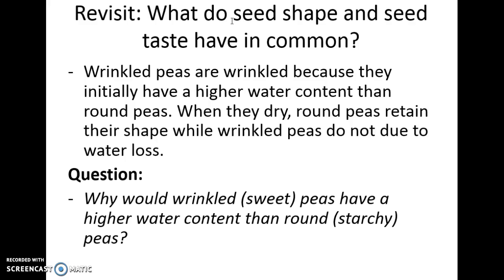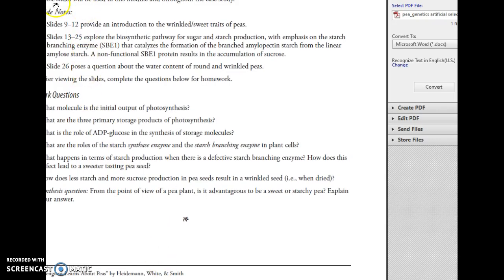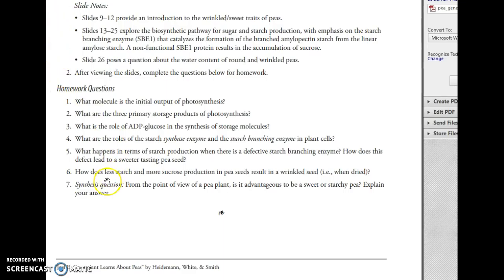So here's your question. Why would wrinkled peas have a higher water content than round or starchy peas? What made them absorb more water? And I'll give you a hint. It has something to do with osmosis. So think back to what we learned about osmosis, and that will help you answer this question. And then once you think you have a good idea, you can go and answer your homework questions here. Good luck.